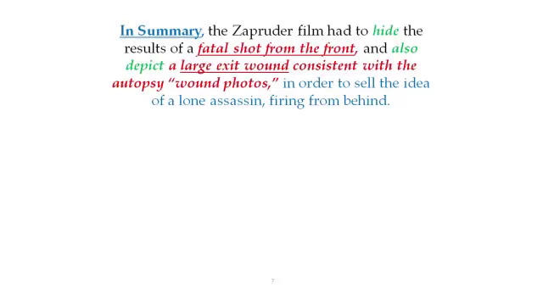So in summary, the Zapruder film had to hide the results of a fatal shot from the front and also depict a large exit wound, consistent with the autopsy wound photos, in order to sell the idea of a lone assassin firing from behind.